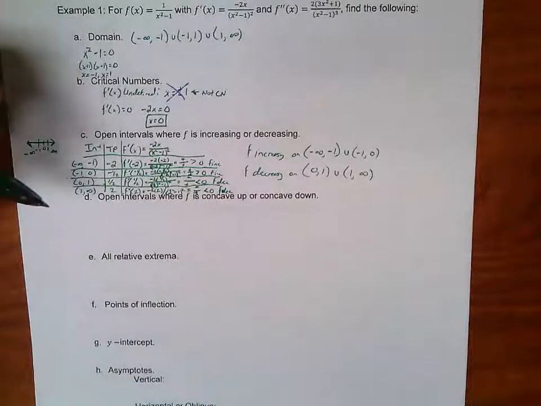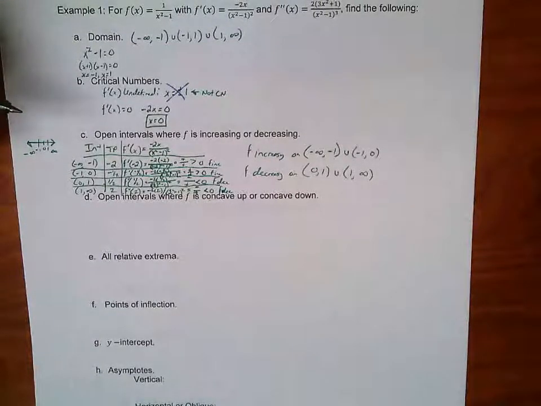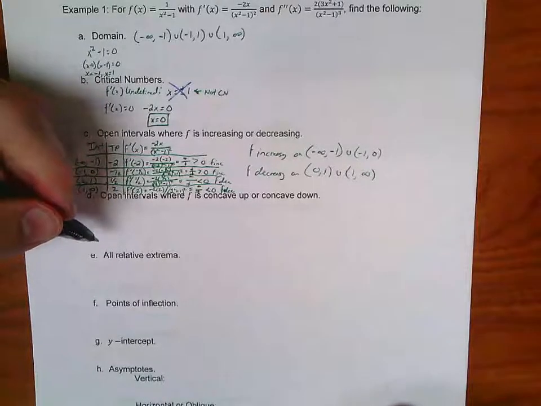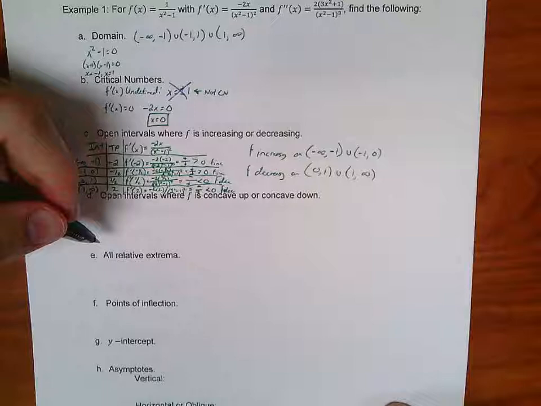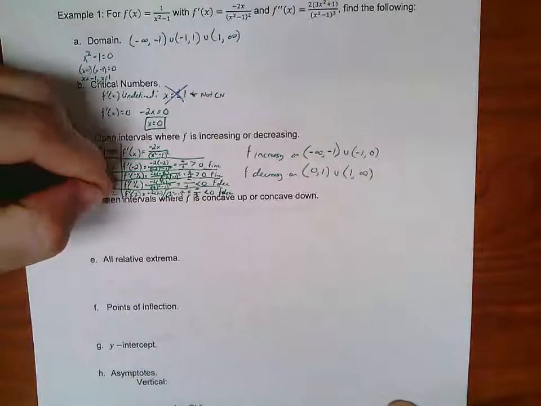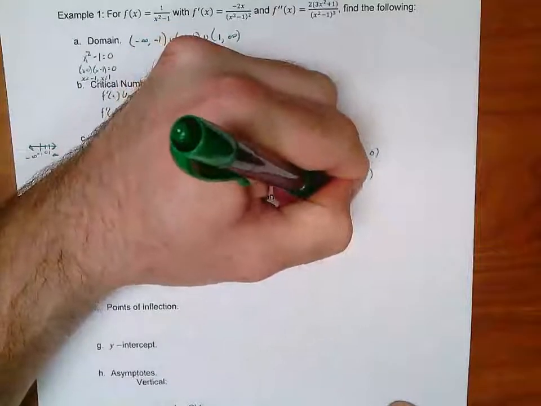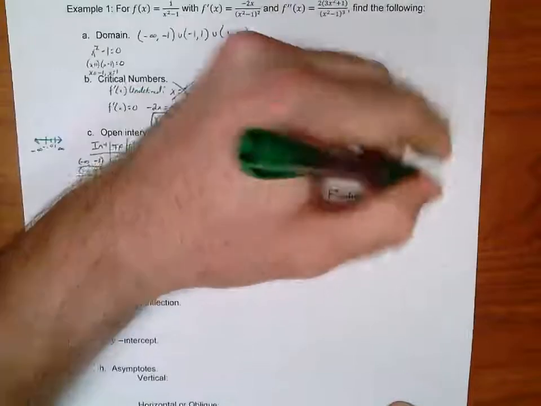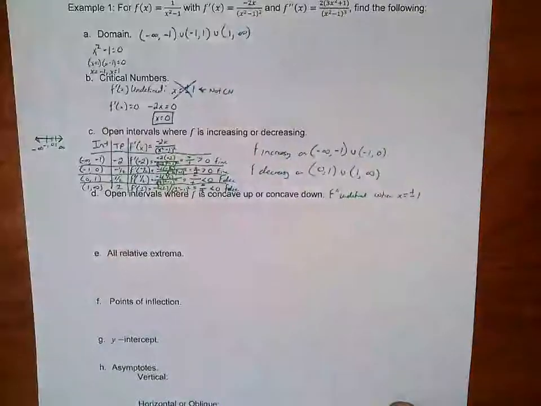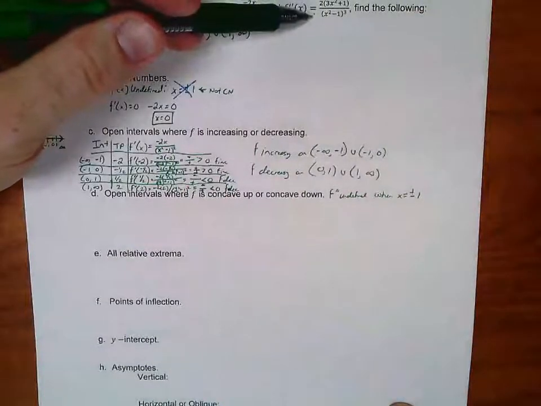Part D, the open intervals where f is concave up or concave down. And so to find those, now we're looking at our second derivative. So we're going to check where f double prime of x is undefined and f double prime of x is equal to 0. So f double prime of x is undefined when x equals positive or negative 1 again, so setting our denominator equal to 0.